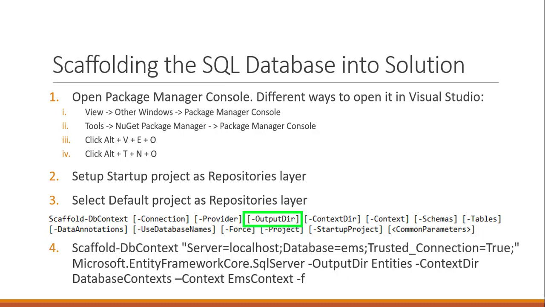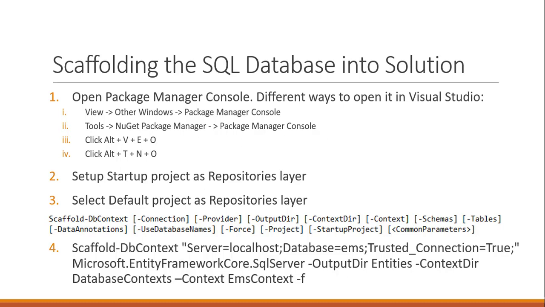We need to provide a folder name, and all the tables that will be converted into models will eventually be there in the output directory name we mentioned. The next part is context directory. Just like output directory, we have an option to provide context directory name as well. The context file will get created inside the context directory if we provide the name. The next one is context. We can provide a name for the context, and the context file that will get created will have the same name that we mentioned.